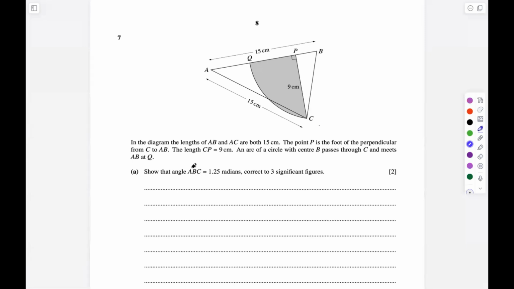In question 7, in the diagram, the lengths of AB and AC are both 15 centimeters. The point P is the foot of the perpendicular from C to AB. The length CP is equal to 9. An arc of a circle with center B passes through C and meets AB at Q. In part a, we have to show that angle ABC is equal to 1.25 radians, correct to 3 significant figures.